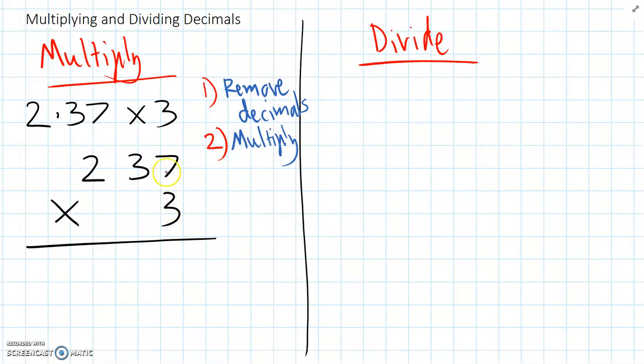So we do this like normal. 3 7s are 21. Carry the 2 10s. 3 3s are 9, plus 2 is 11. 3 times 2 is 6, plus 1 is 7.